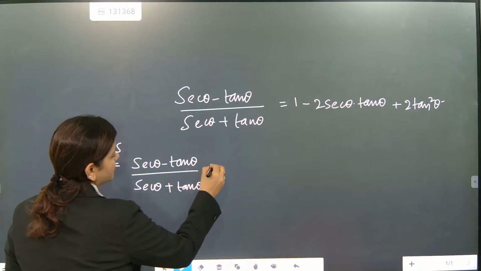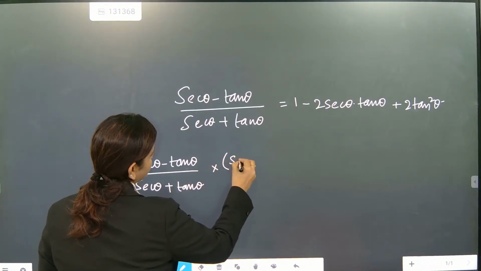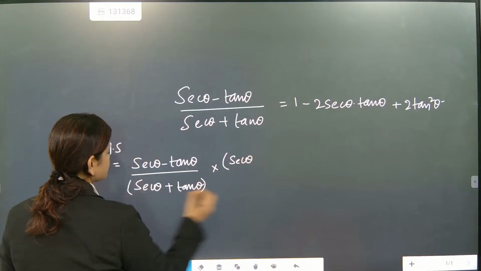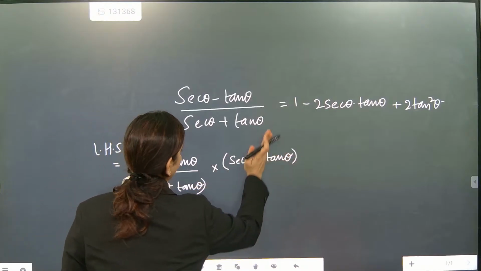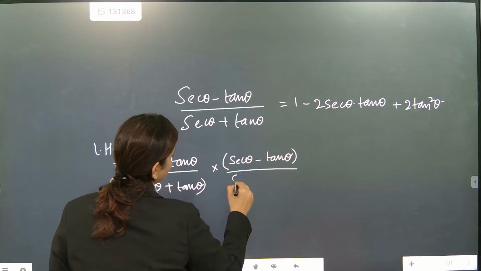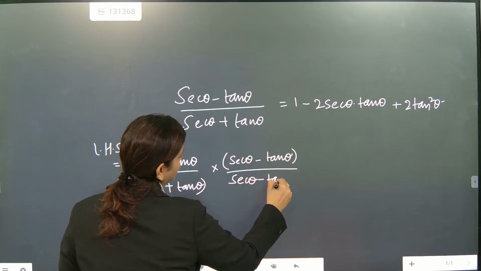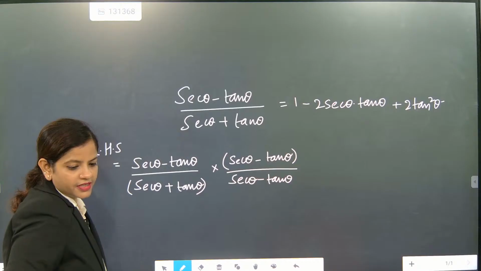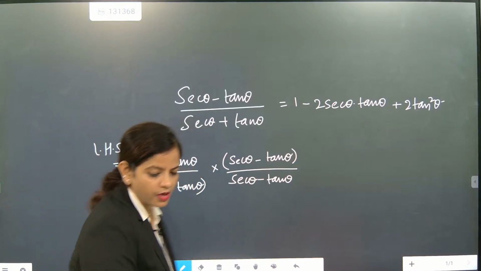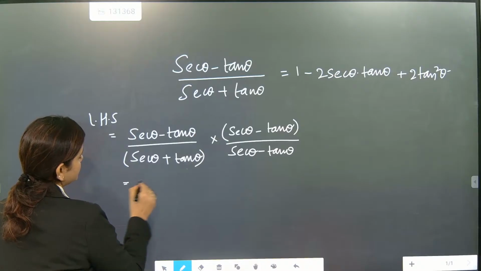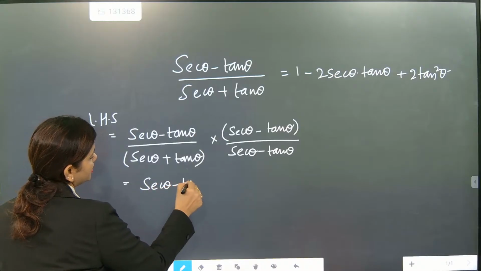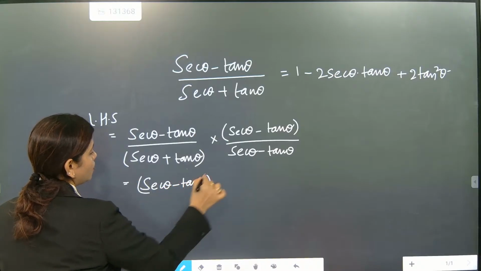Now here, rationalize it, put brackets and write secant theta plus tan theta. If I miss it, it is a crime. I'll write minus tan theta, rationalized, secant theta minus tan theta. Till here it is done. Now what are we going to do? We will write only one small thing, secant theta minus tan theta. Secant theta minus tan theta means secant theta minus tan theta whole square.